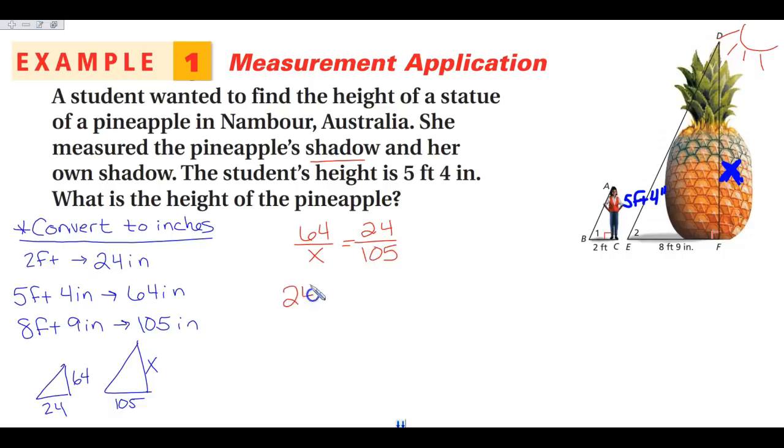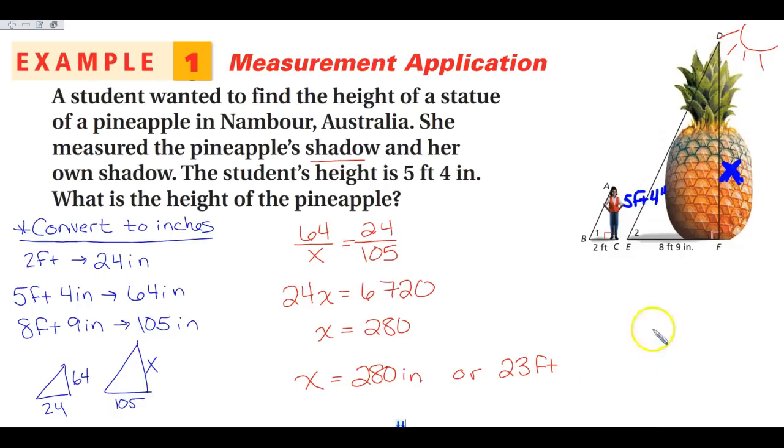When we cross multiply, we get 24x is equal to 64 times 105, which is 6,720. When we divide both sides by 24, I get 280. So it's going to be either 280 inches, or if we take that and divide it by 12, that's 23 feet and 3 repeating. Well, 3 repeating is 1/3, which is 4 inches. So these are your answers here.